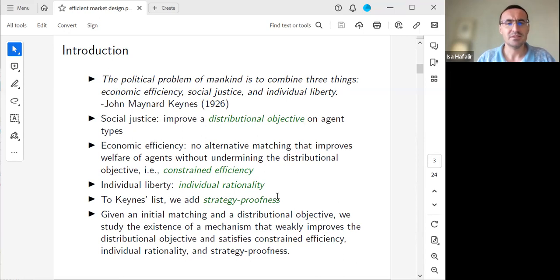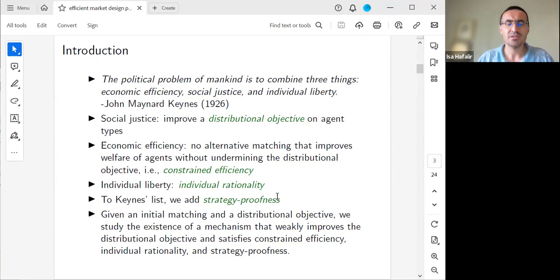Economic efficiency is the standard Pareto efficiency. Formally, economic efficiency, or constraint efficiency, requires that when we have a matching, there exists no other matching that Pareto dominates this matching without undermining the distributional objective. Individual liberty, we can think of as the standard individual rationality, which means no agent should be worse off compared to the outside option. To Keynes' list, we add strategy proofness.